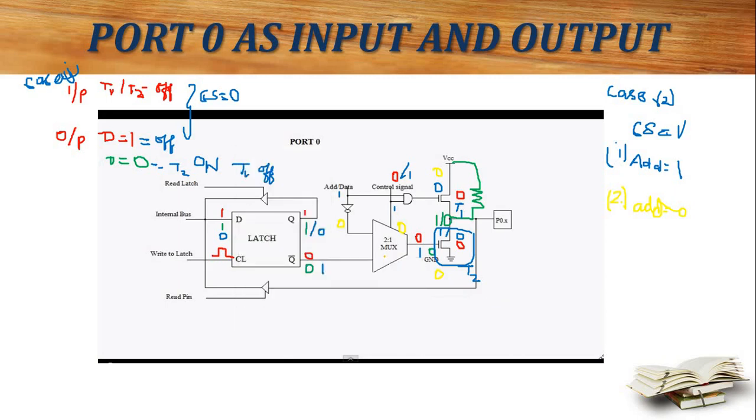That is, here I am giving 0. This is a NOT gate, so 0 will become 1. Now the output of the mux is 1, and the control signal is also 1. Here the output from the mux will go to the AND gate. So 1 into 1 is 1.